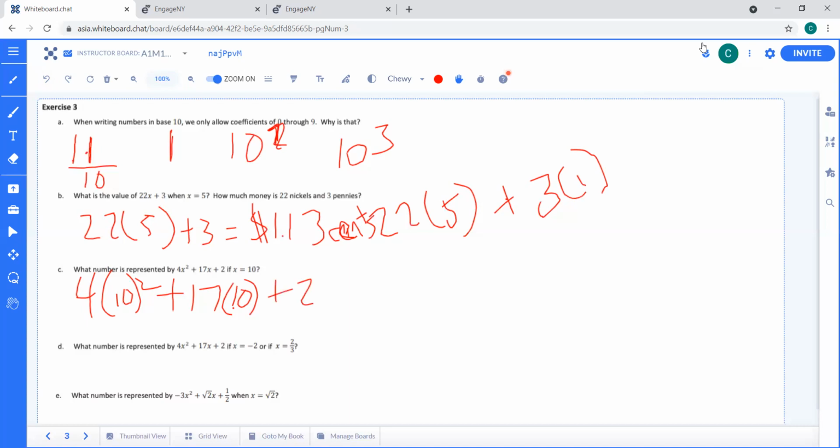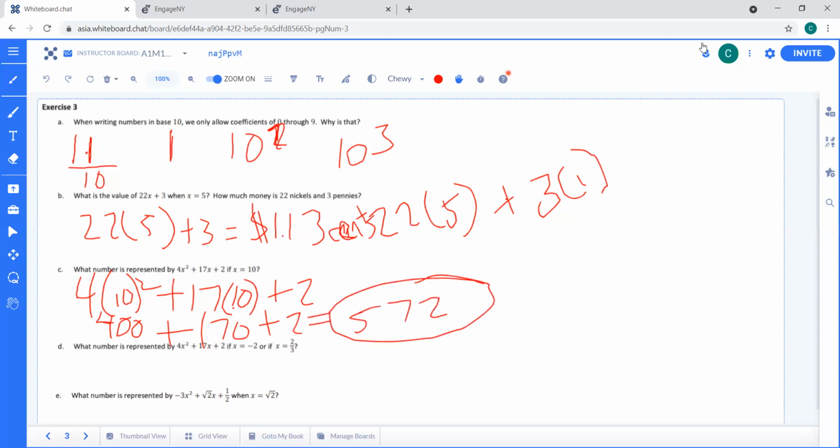Plus 2. Well, 10 times 10 is 100, so that's going to be 400 plus 100, just throw our 0 on the end of that, plus 2. So that would be 572. Now, what is represented by 4x squared plus 17x plus 2 if x is a negative 2?